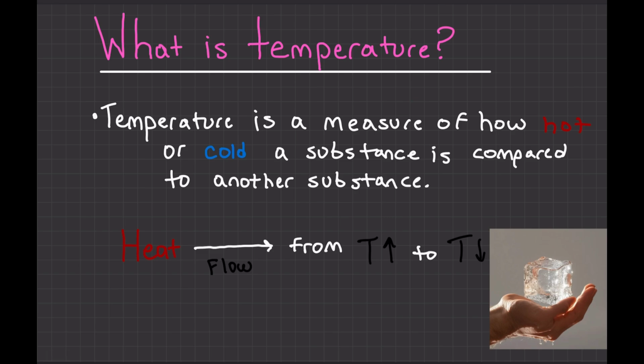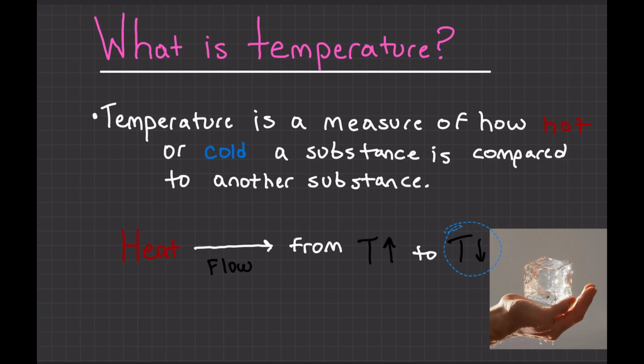What exactly is temperature? Well, temperature is a measure of how hot or cold a substance is compared to another substance. There's actually something called heat flow, and heat always flows from a substance with a higher temperature to a lower temperature until the temperature of both are the same.